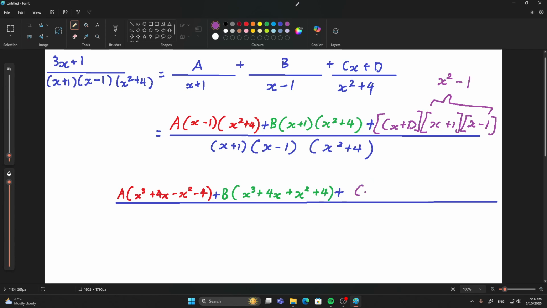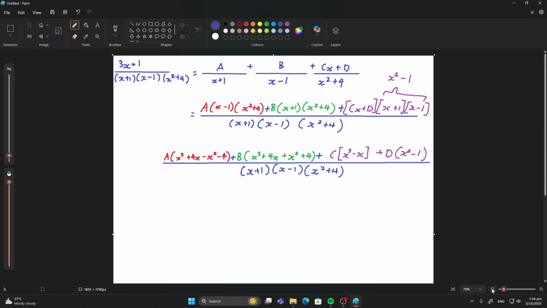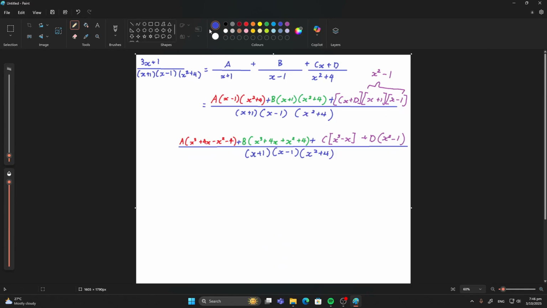So in this case it is Cx over x squared minus 1. To make life easier, I'm just going to do C over, I'm going to square bracket so it's easier to see, x cubed minus x, plus D over x squared minus 1. And then the denominator is the same, x plus 1, x minus 1, x squared plus 4. So now let's compare coefficients.